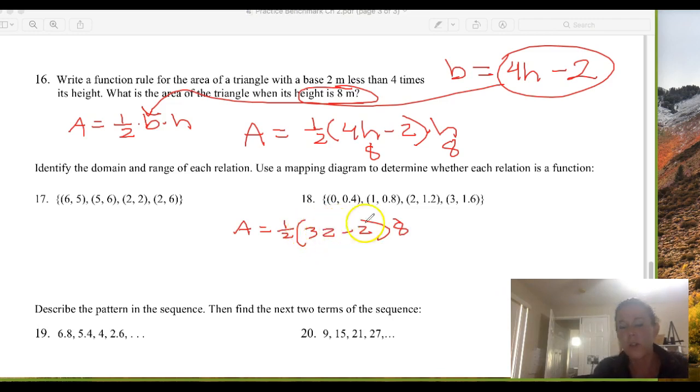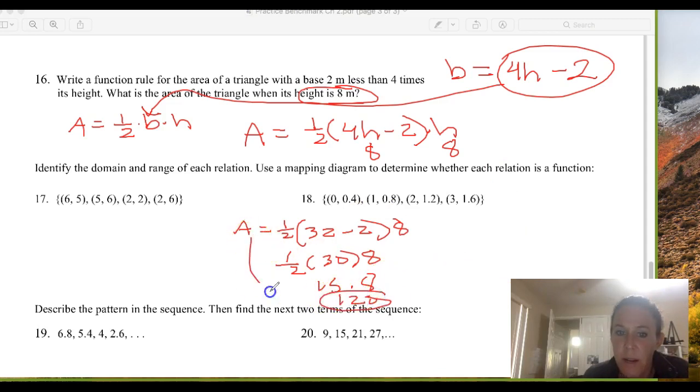Remember, 32 minus 2 is 30. So this is going to be 1/2 times 30 times 8. Well, let's go 1/2 times 30. Half of 30 is 15. So I'm going to go 15 times 8. And what is that? 15 times 8 is 120. So your area when the height is 8 is 120.